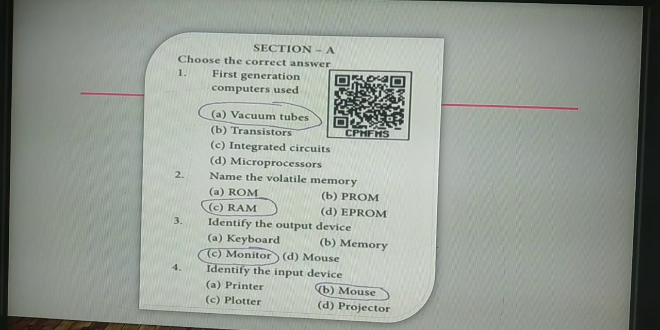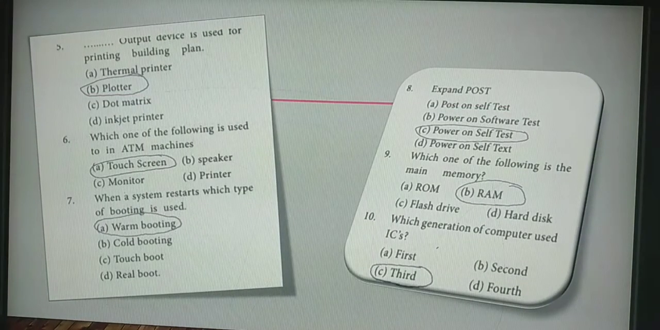Fourth one, identify the input device. This is also very simple for you. So it is mouse. Fifth one, dash output device is used for printing building plan. What is it? Yes, it is your plotter. Sixth one, which one of the following is used in ATM machines? This is your familiar one. What's the answer? Yes, the answer is touch screen. Seventh one, when a system restarts, which type of booting is used? Yes, the answer is warm booting.